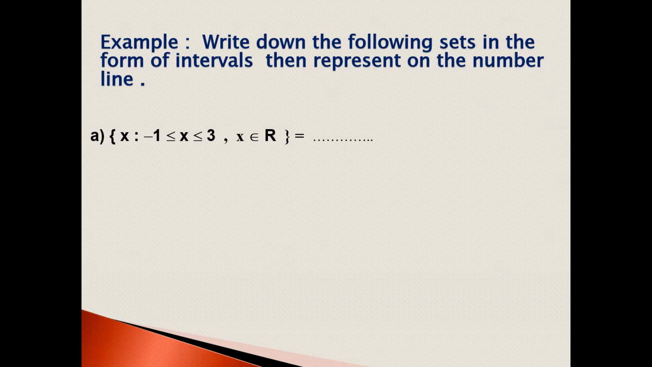So I write the interval closed -1 and 3 closed, and I write it on the number line. I'll put a point on -1 and a point on 3 and cover them, and join them because here I have -1 and 3 and the real numbers between them. So I'll join from -1 to 3 and close them.